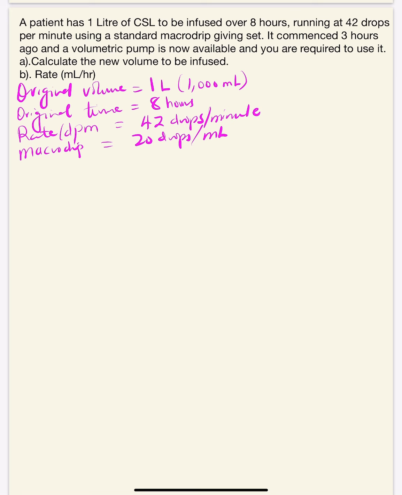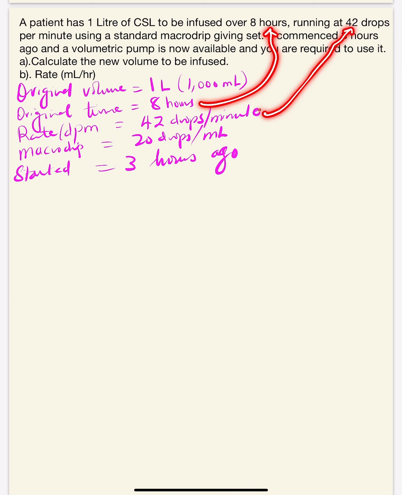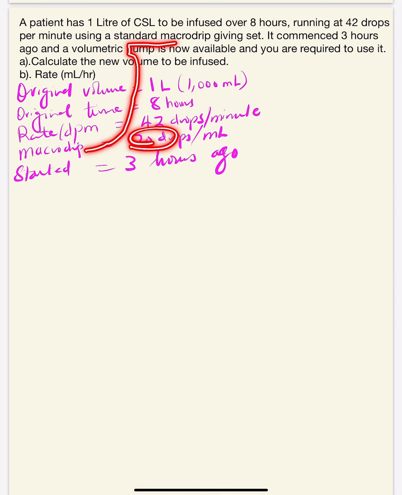This infusion started 3 hours ago. It's been given for 3 hours, and now a volumetric pump is available. So we've got the volume here, the 8 hours there, and the 42 drops per minute over there. These 20 drops just mean that if someone is being given an infusion using a macro drip, that's what it will give, 20 drops per mL. And it was started 3 hours ago.